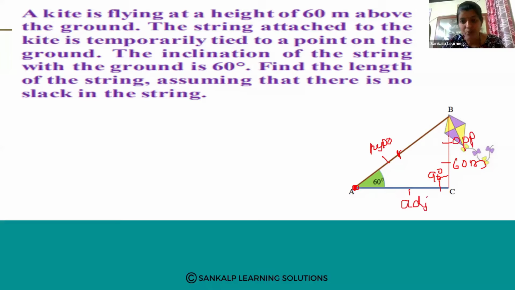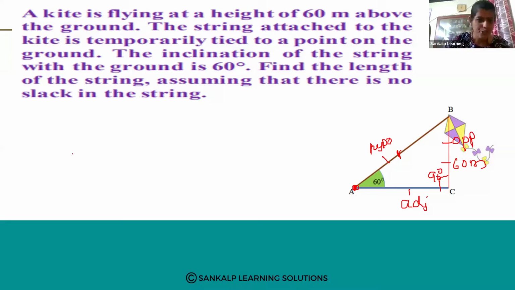So which one do we need now? We need the hypotenuse and we know the value of the opposite side. Opposite divided by hypotenuse, it is the ratio of sin theta. Yes or no? So when you know the value of the opposite side and you need to find the value of the hypotenuse, there you take sin theta, because sin theta is opposite divided by hypotenuse.